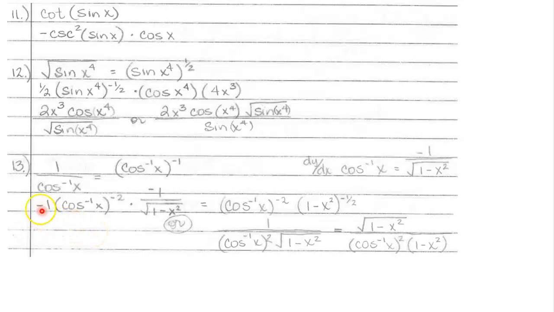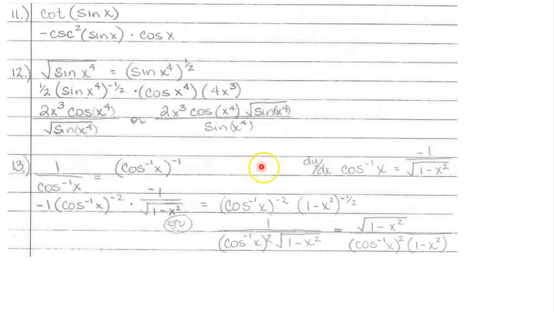So for number 13, we've got 1 over the inverse cosine of x. I could do quotient rule here, denominator times derivative of numerator minus numerator times derivative of denominator, but I'm always looking for a way that I can rewrite this so I don't have to use a product or a quotient if I can. So for this guy, I could rewrite this with a negative exponent to get it out of the denominator, and then I can use power rule and chain rule, right?